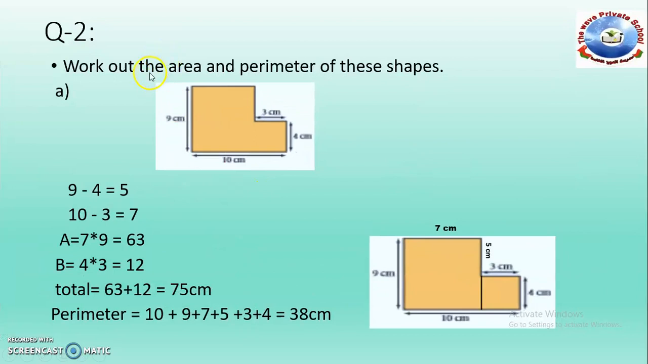Now let's solve question number 2. Work out the area and perimeter of these shapes. So what we will do? First of all, we will find the missing lengths.